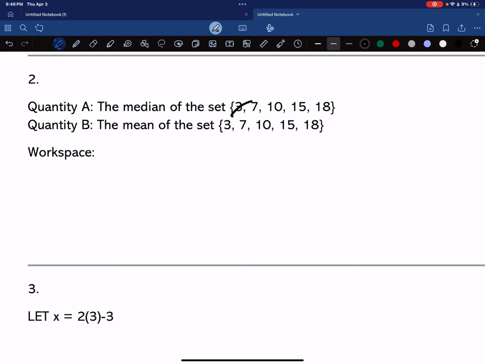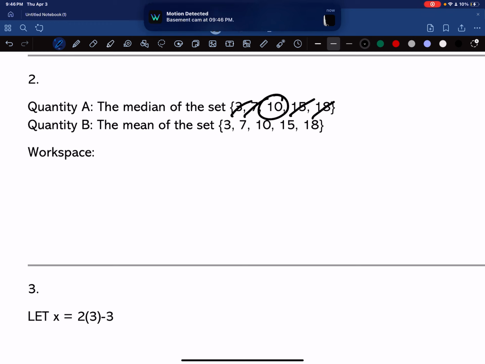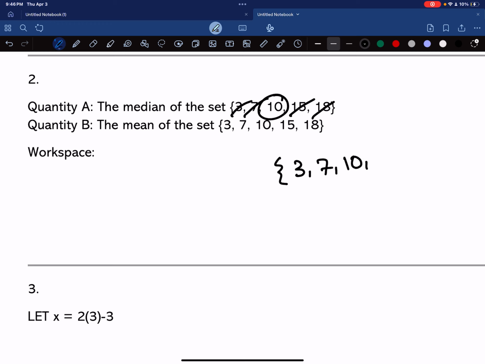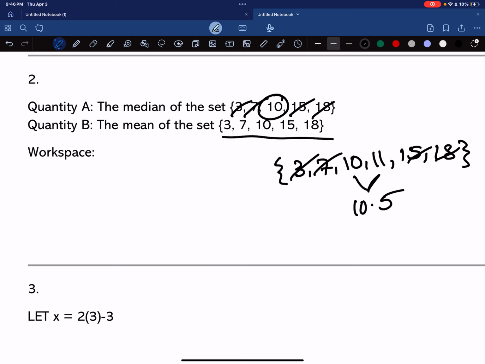You just go ahead and cross out the first and last, and the second and second last, and then get the middle element. And once again, if it's an even number of elements, so if I have 3, 7, 10, 11, 15, and 18, I'm going to cross out until I get the middle two, and then I find the average of this, which is 10.5 in that case. For the mean, we're going to add all of these elements and divide by the total elements in the set.